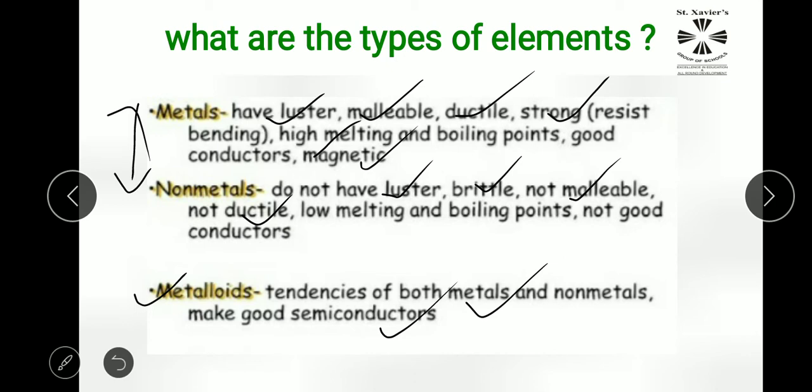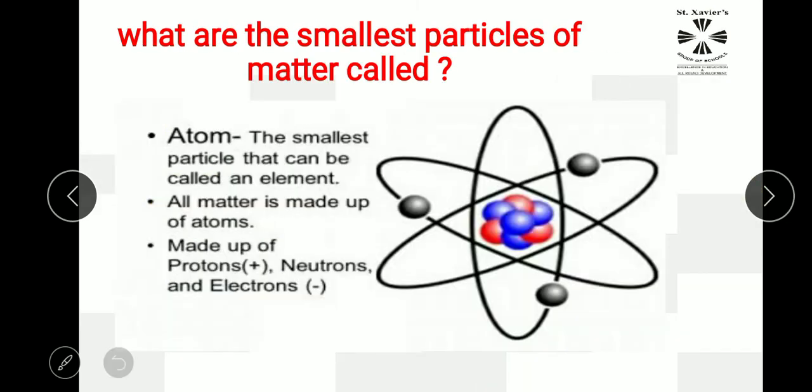So this is about the second question. Let's move to the third question. Our third question: what are the smallest particles of matter called? When we are talking about matter, the smallest particle of matter is called an atom. Atom is the smallest particle of matter. So atom is the smallest particle that can be called an element, students.